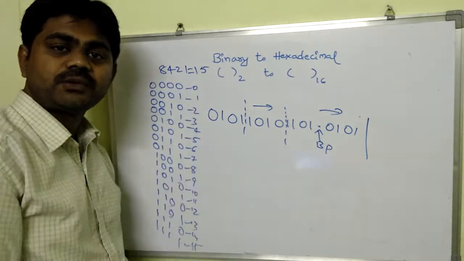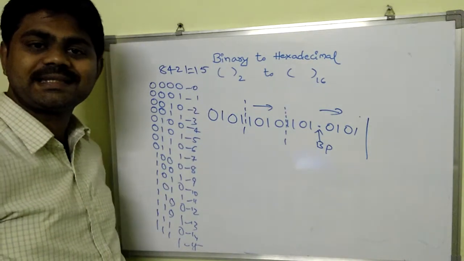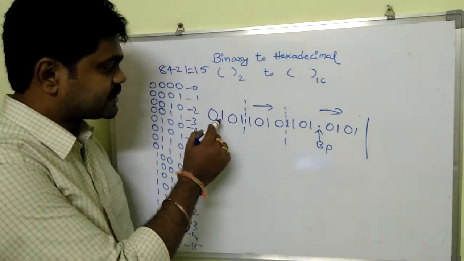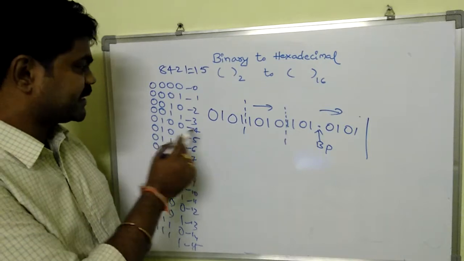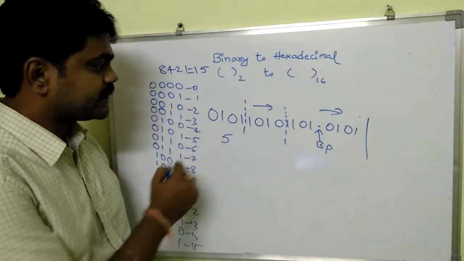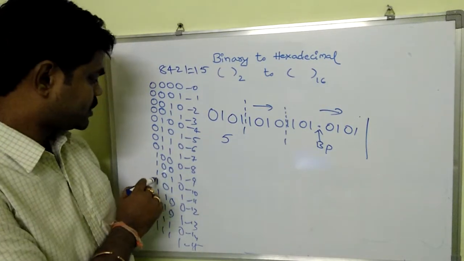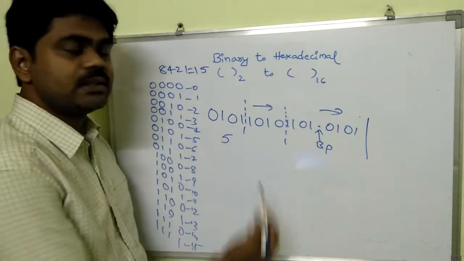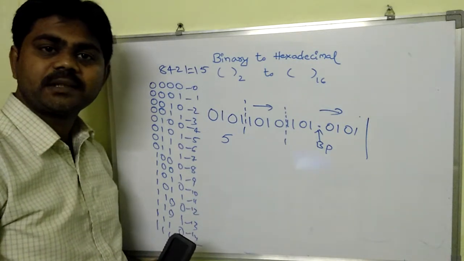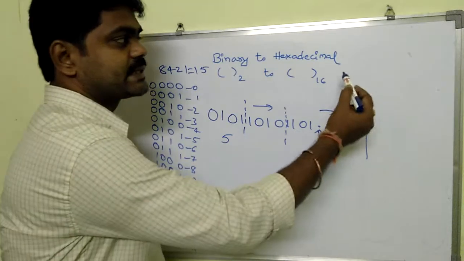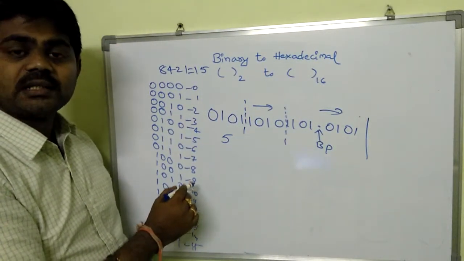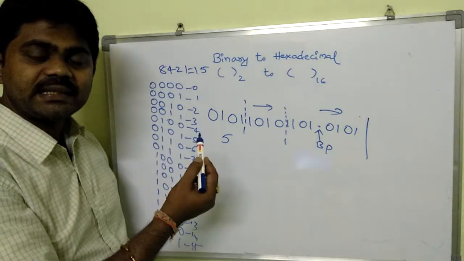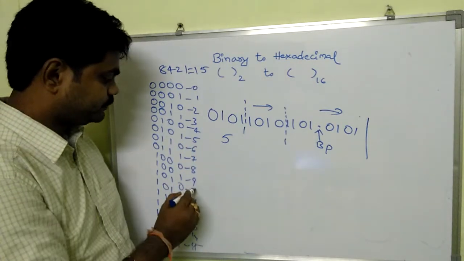So you can write from 0 to 15, that is 16 digits. The first number is 0101. You can compare here: 0101, that is 5. Next 1010, that is 10. So how to write it in hexadecimal? As we know, hexadecimal is from 0 to 9, and I can easily write 0 to 9. After 9, the 10th will become A.